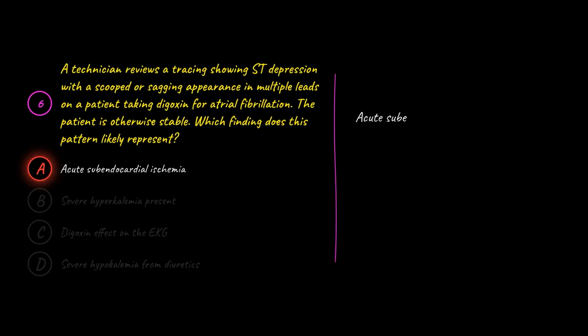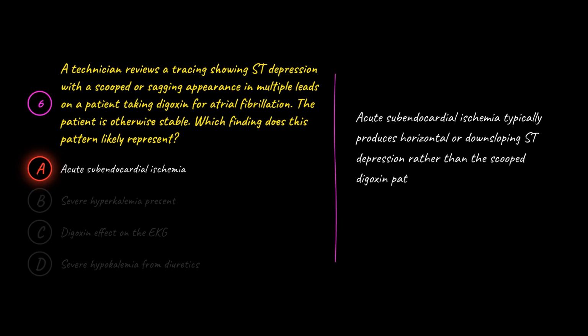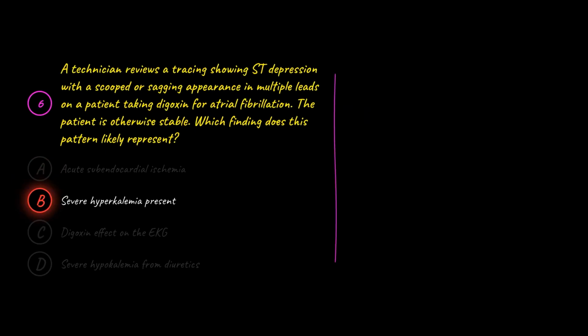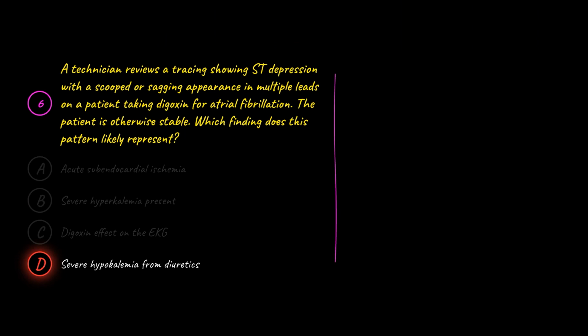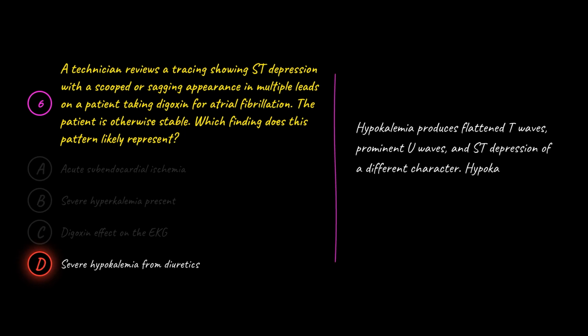A is wrong because acute subendocardial ischemia typically produces horizontal or down-sloping ST depression rather than the scooped digoxin pattern. The shape of the depression helps distinguish the two causes. B is wrong because severe hyperkalemia produces tall peaked T waves, prolonged PR, and wide QRS rather than scooped ST depression. The hyperkalemia pattern affects different waveforms entirely. D is wrong because hypokalemia produces flattened T waves, prominent U waves, and ST depression of a different character. Hypokalemic ST changes typically do not show the scooped digoxin morphology.